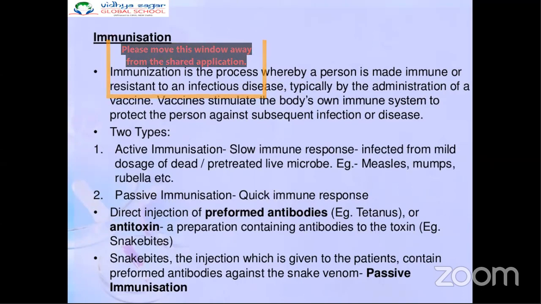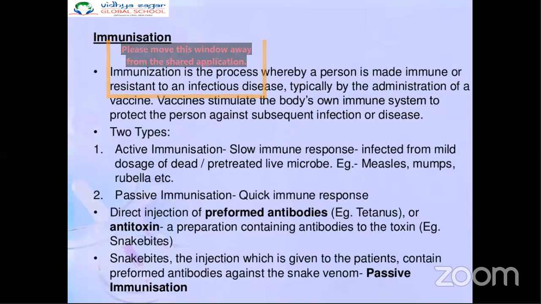or disease. There are two types, same as what we studied under active and passive immunity: active immunization and passive immunization. Active immunization has a slow immune response, infected from a mild dosage of dead and pre-treated live microbes. Example: measles, mumps, rubella. Passive immunization will show a quick immune response. Okay. So it is direct injection of preformed antibodies or antitoxin, a preparation containing antibodies to the toxin.